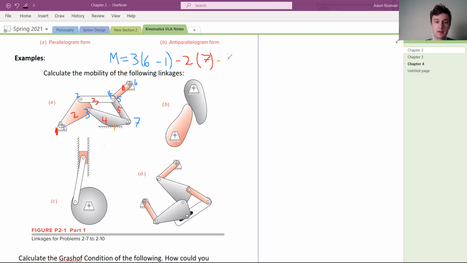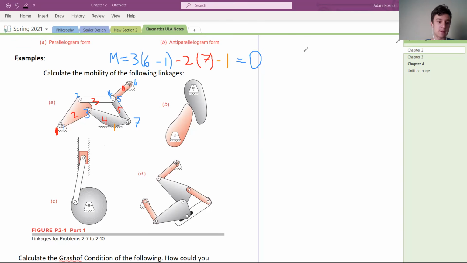Minus 1. So basically, we have 15 minus 14 minus 1. So this turns out to have mobility of 0, which means it's not really a mechanism. We just call this a structure.